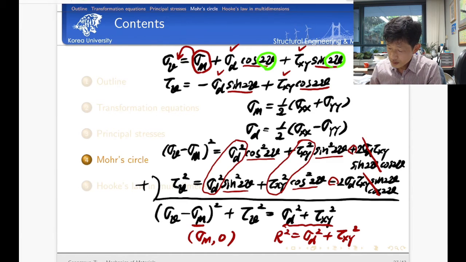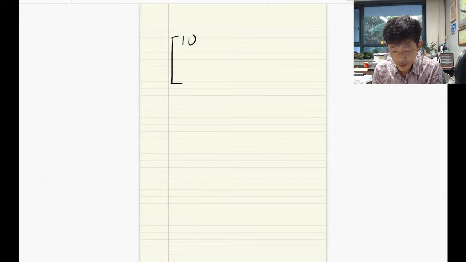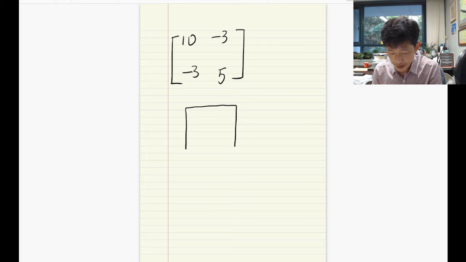Okay. So here, let's take a look at an example. Let's consider an example here. Let's say I have my normal stress sigma x equal to 10, and then my sigma y is equal to 5, and minus 3 as the shear stress. And if you visualize this stress state, then it looks like this.